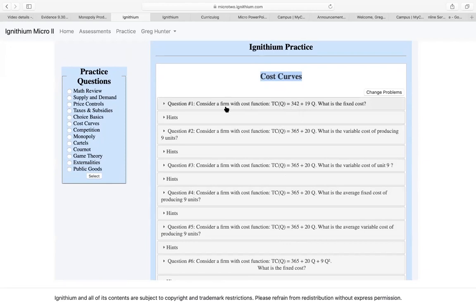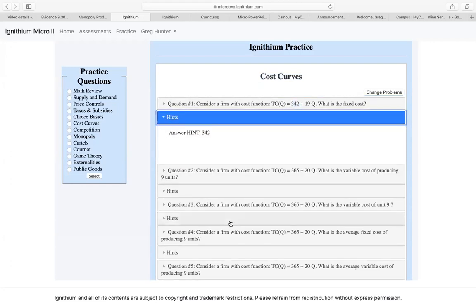So why don't you just tell me number one here? What's the fixed cost of this? I would say it's 342. Yeah, of course, because the definition of fixed costs is that it doesn't change when Q changes. So yeah, 342.